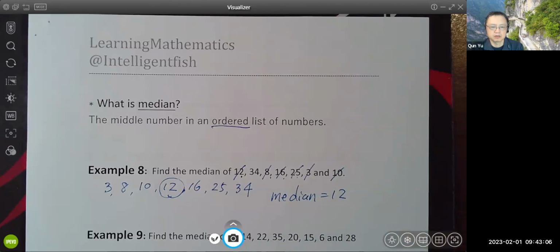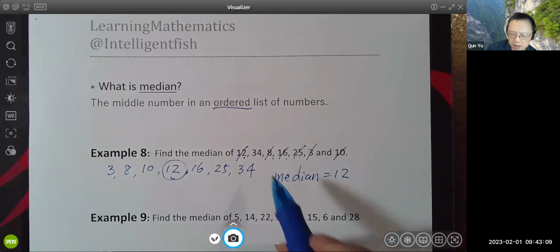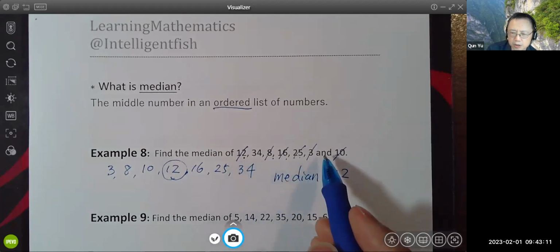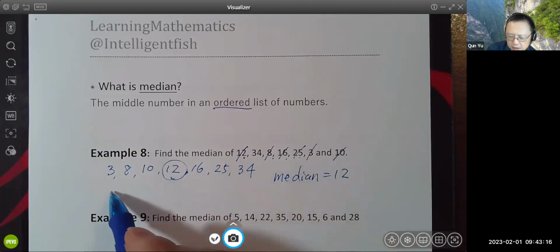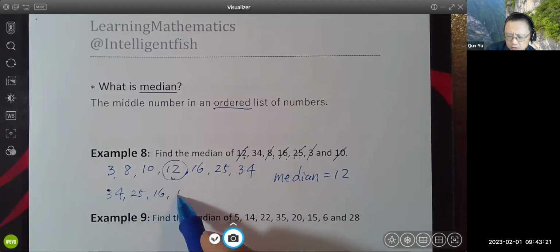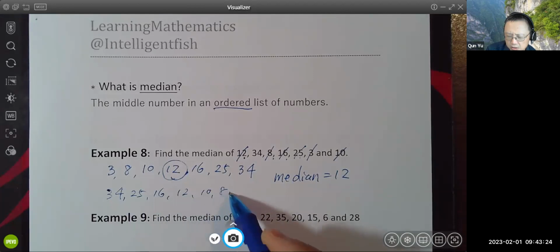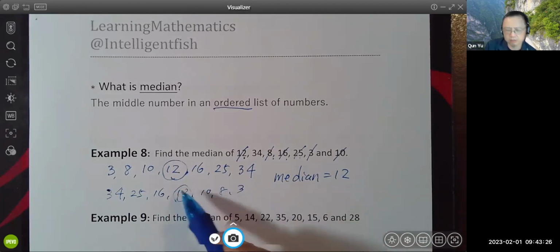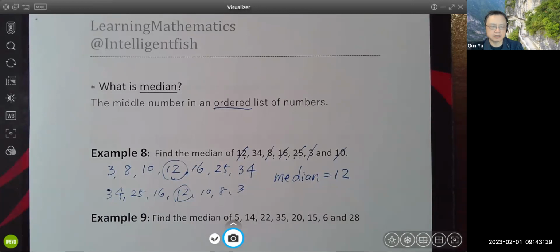It's 12. So imagine if you put this list of numbers from the greatest to the smallest, all you need is to reverse this, right? If I do it that way, 34, 25, 16, 12, 10, 8, 3, which one is in the middle? Still 12, right? So that's why I said there's no difference as long as you put this list of numbers in order, then you locate the number in the middle. That will be the median of this whole data set.